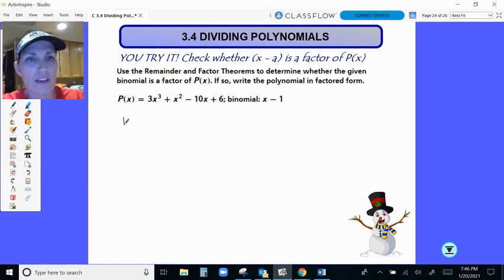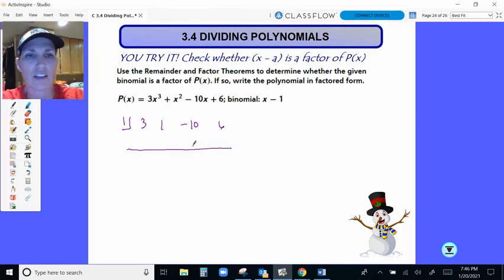Okay, so we're dividing by 1. Make sure all of our powers are accounted for, which they are. So we have 3, 1, negative 10, and 6. Drop down my 3. 1 times 3 is 3. Add these together, which is 4. 1 times 4 is 4. Add those together is negative 6. 1 times negative 6 is negative 6, and that's a 0.